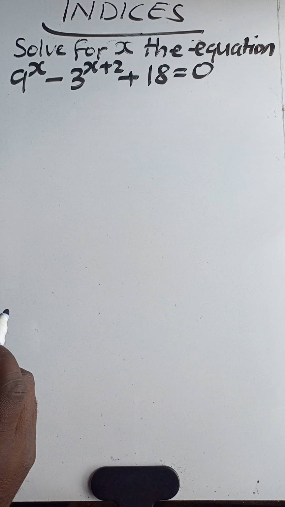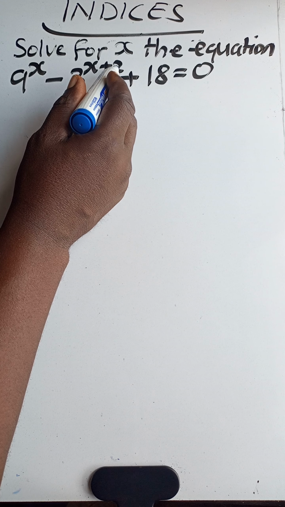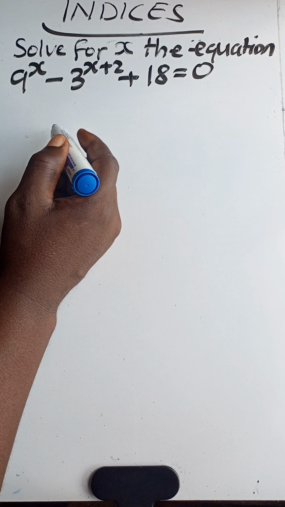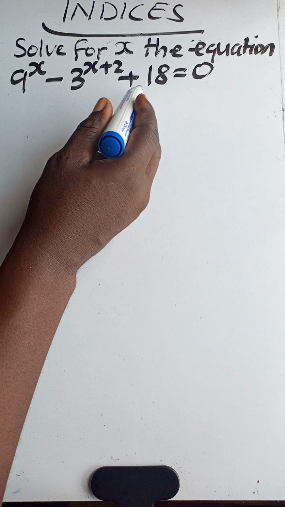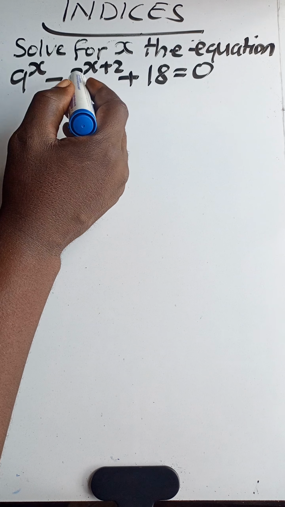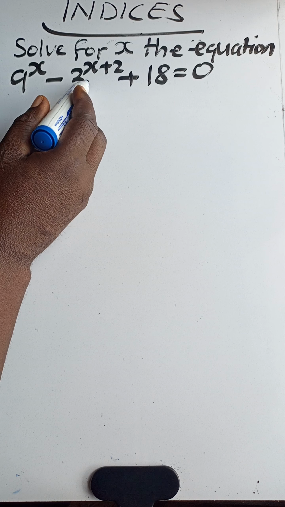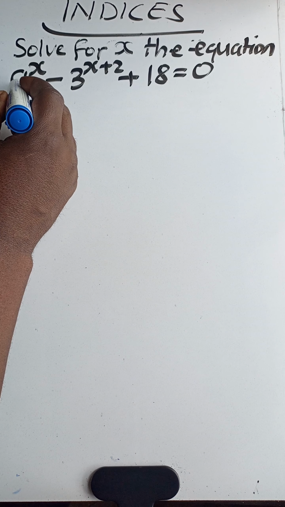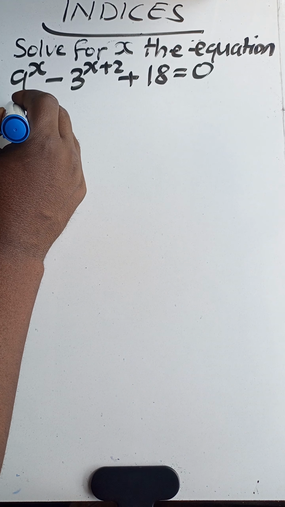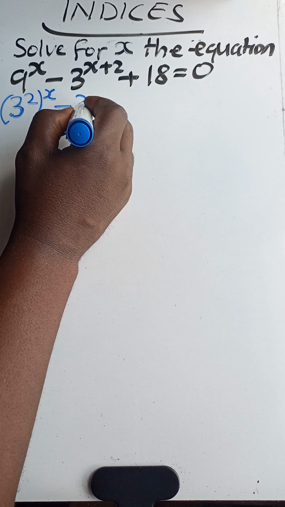Here we're asked to solve for x in the equation 9^x minus 3^(x+2) plus 18 equals 0. Now this is an equation involving indices. When we look carefully, we'll see that where we have index expressions, we can convert all to base 3. This one is already in base 3. And so 9 is the same as 3 squared. So we'll write this as 3 squared raised to the power x.